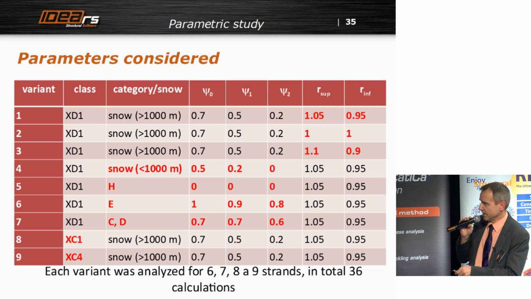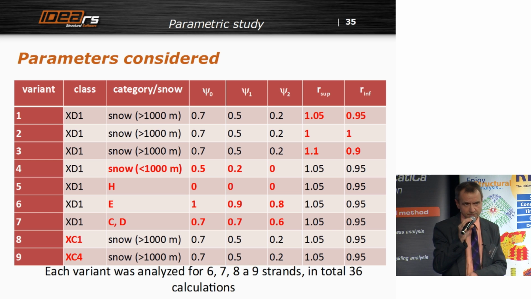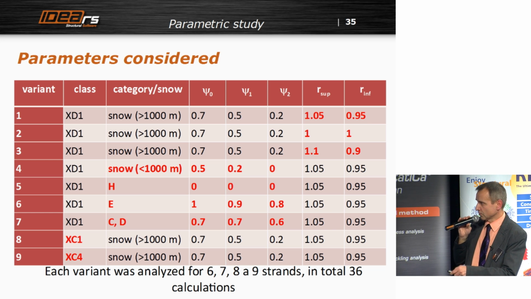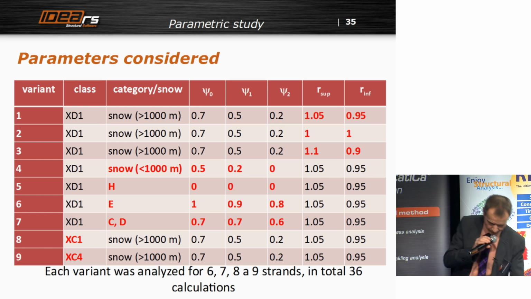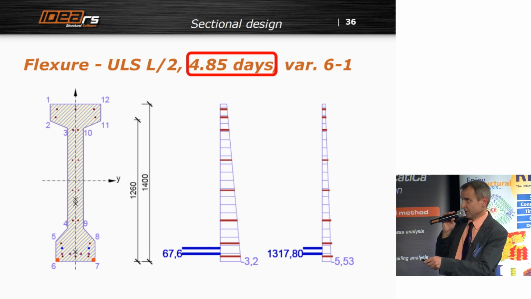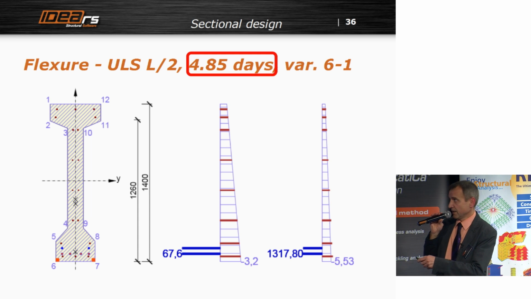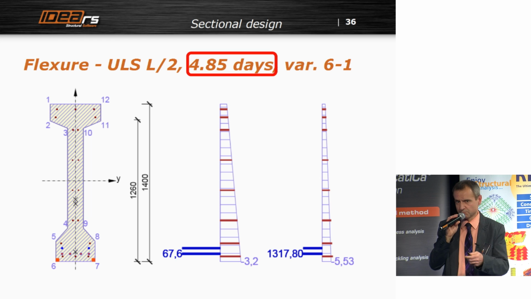So we did it. We had the cases with 6, 7, 8, and 9 strands in the cross-section, and in total 9 times 4, 36 calculations of that structure. Those are only some pictures of ultimate limit state in flexure. You see at the time, this is equivalent age, not the real one, because there is heating and speeding up of the hardening and so on. So this is at the time of pre-stressing.